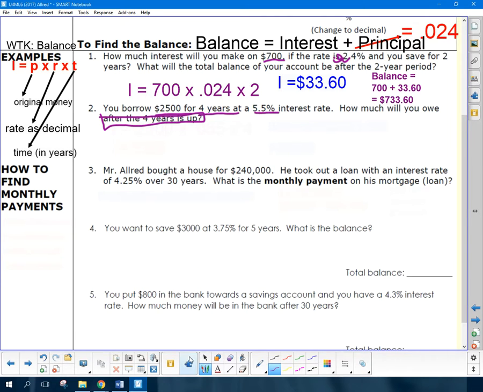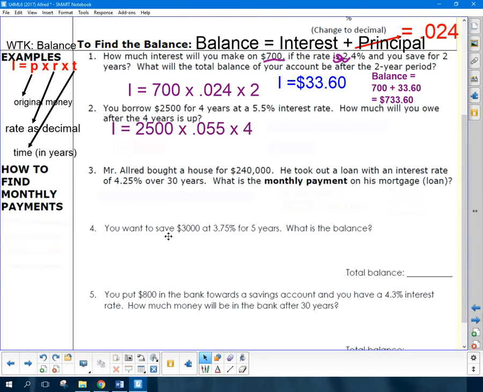So it's asking for the total balance. Just like before, we want to know the balance. That's what it's asking for. What is the total amount that you will owe after the 4 years is up? So the principal, $2,500, times the rate as a decimal, move the decimal 2 places to the left to turn that percentage into a decimal. So it's 2,500 times 55 thousandths times 4 years. You take your calculator and multiply all those together, you get $550.